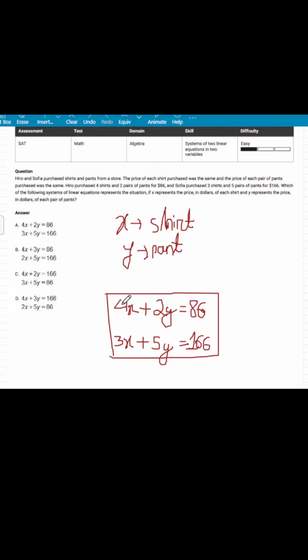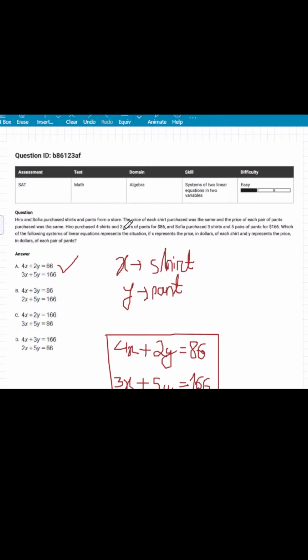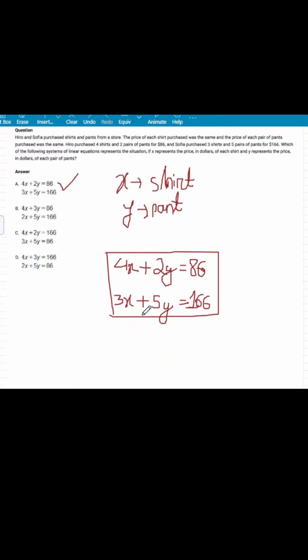So let us match these with the options. The first one is 4x plus 2y is equal to 86, 3x plus 5y is equal to 166. That is matching. The second option is different because the coefficients of the second equation are different, and the first one is also different. The third one is also different because the constant terms are interchanged. The fourth one also has different coefficients. So option A is the correct answer. These are the two required equations that we have to derive. We just have to put the values given in terms of different variables, and then get the equations.